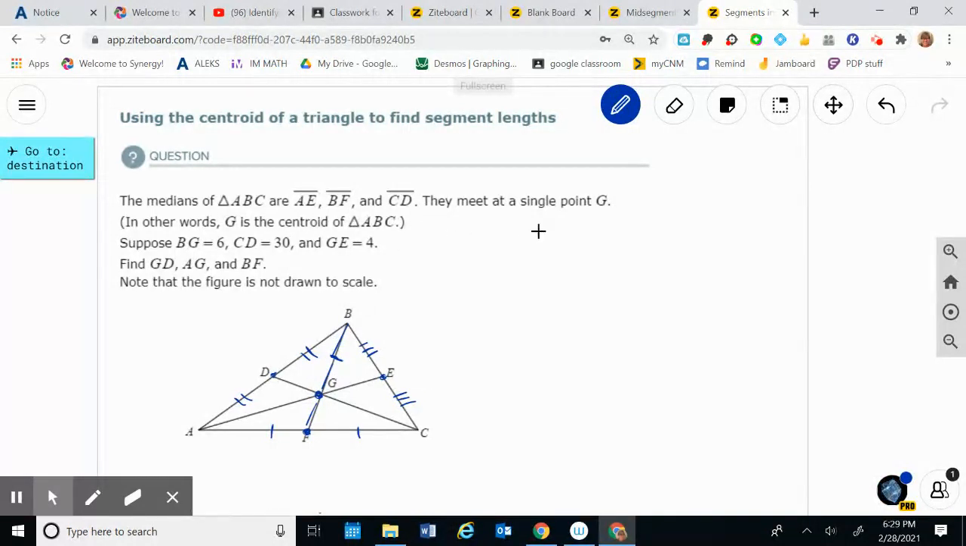So let's see what we got. Okay, centroid, they're just explaining what the drawing says. Suppose BG equals 6. There you go. CD, the whole thing, equals 30, and GE, that's this piece here, equals 4. Find GD, AG, BF.